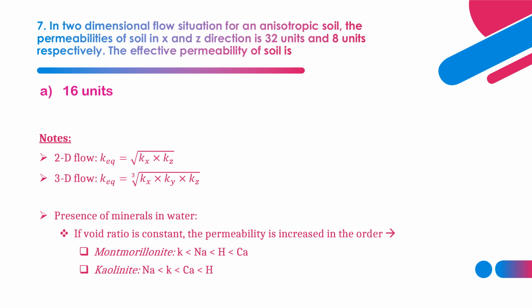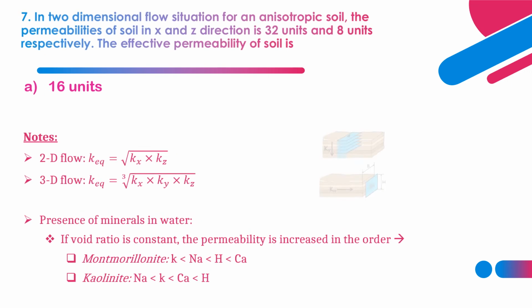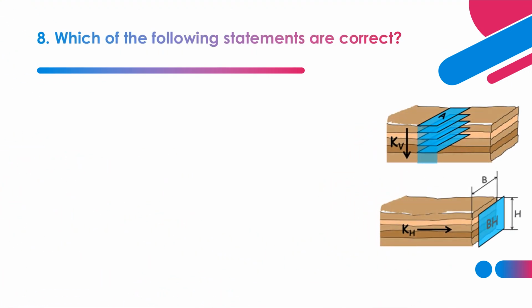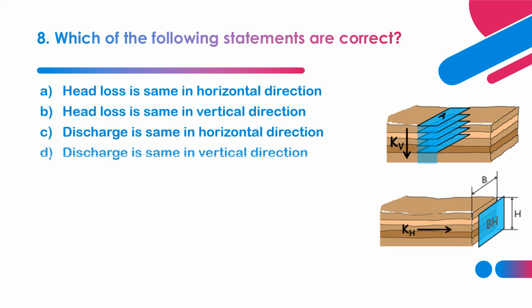Now we shall move on to the eighth question. This question is also dealing with soil strata. Option A, head loss is same in horizontal direction. Head loss is same in vertical direction. Discharge is same in horizontal direction. Discharge is same in vertical direction.